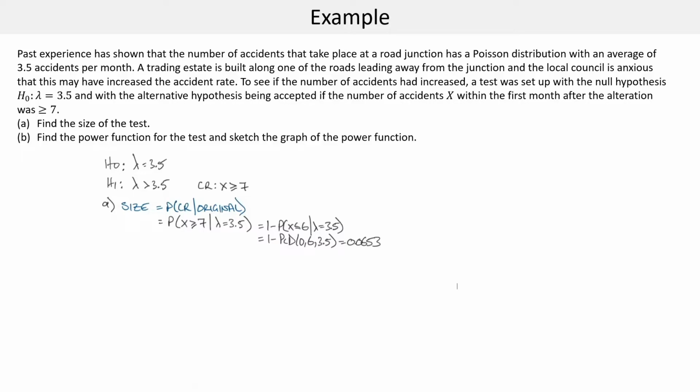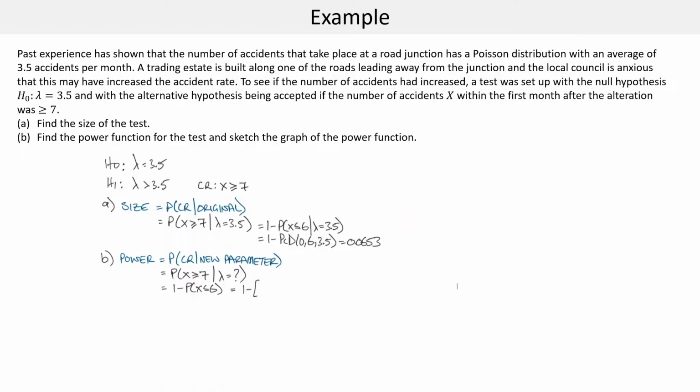Let's go for the power function. Now the power once again is the critical region, but this time using the new parameter. That new parameter is unknown at the moment, but we can still use the probability function to generate an expression. Let's see how that happens. We want to find the probability that x is greater than or equal to 7. We're once again going to use a 1 minus technique, so it's 1 minus the probability x is less than or equal to 6. Now lambda is unknown, so we're going to give this probability in terms of lambda.